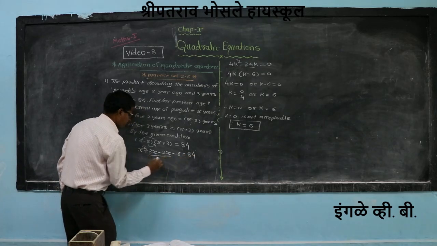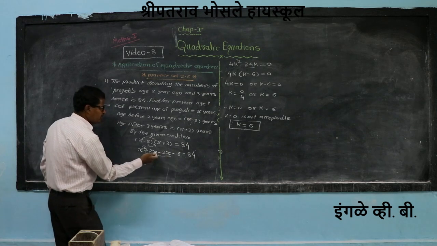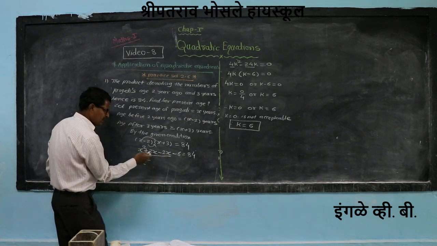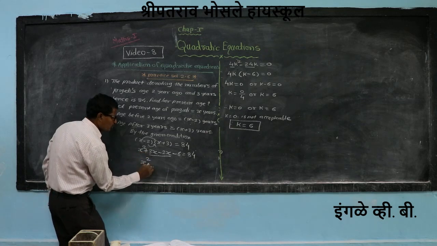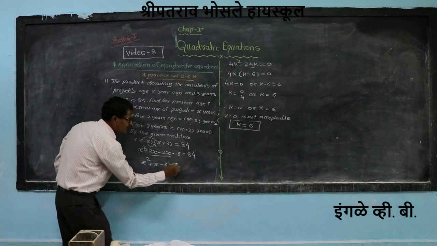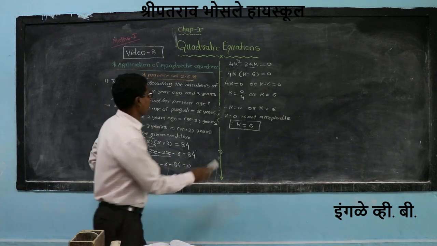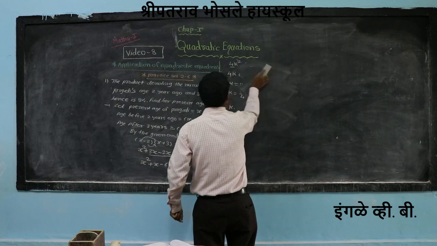Like terms: 3x minus 2x, take the difference between them. The difference is 1 and 3 is greater, so it is plus x. Minus 6, taking 84 to the left side, minus 84 is equal to 0.